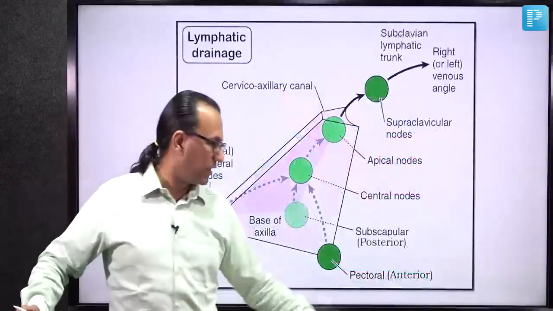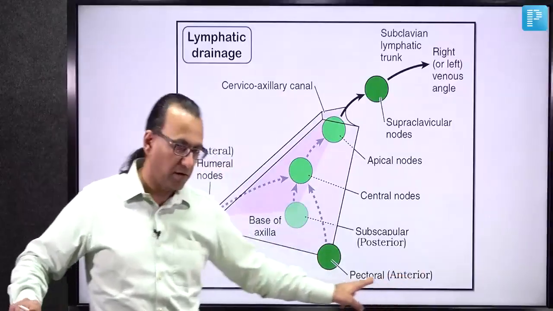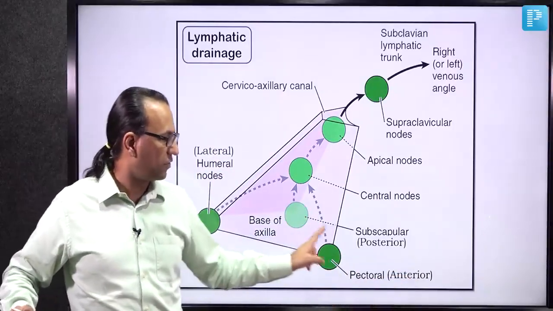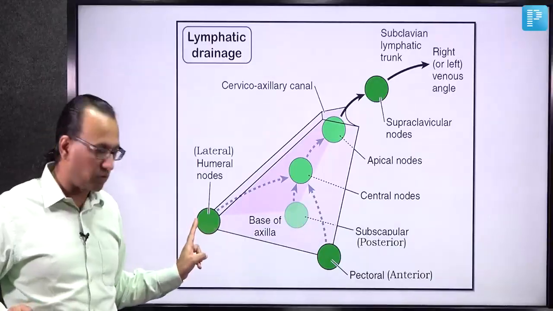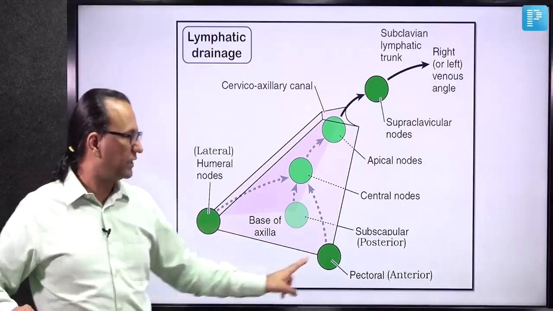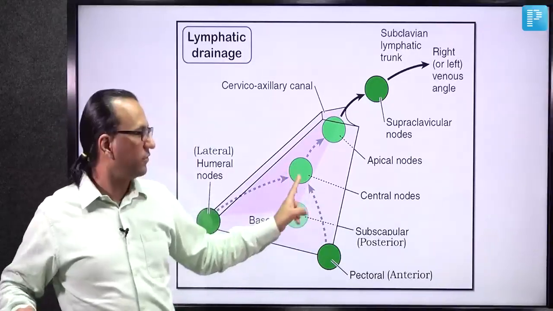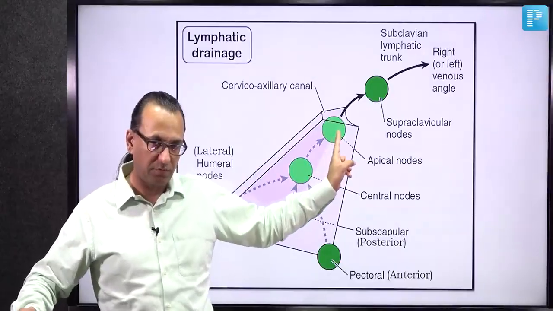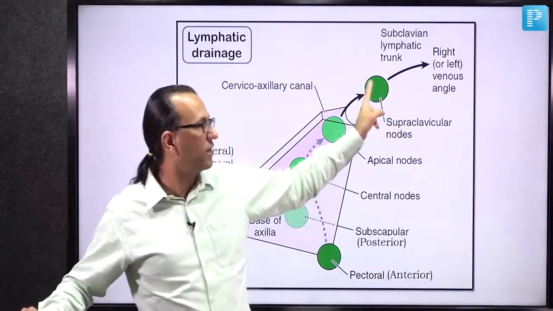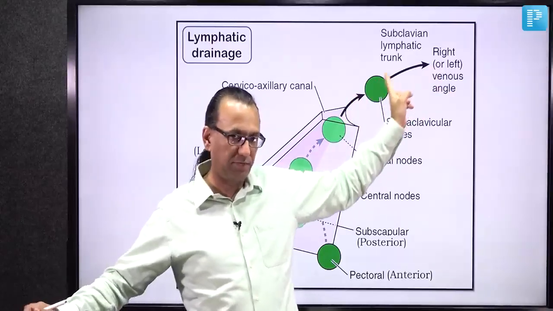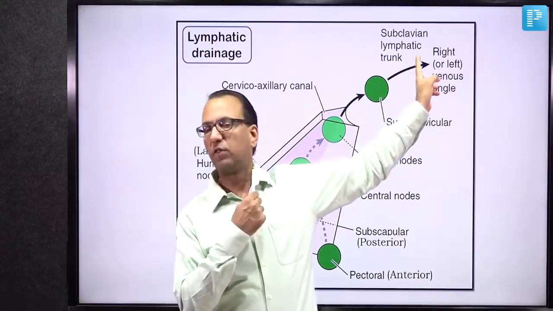Now, as we suggested, there is anterior axillary lymph node, which are pectoral lymph node, then there is posterior axillary lymph node, which are the subscapular lymph node, and there are lateral axillary lymph node, which are the humeral lymph node. They are all draining in towards the central axillary lymph node, and central axillary lymph node will drain towards the apical axillary lymph node. From there, the lymphatic will go to the supraclavicular lymph node, and from there they are going to the right lymphatic duct if it is on the right side, or thoracic duct on the left side.